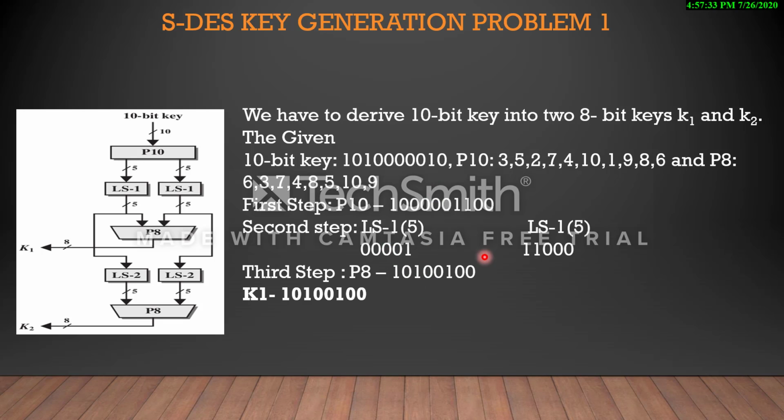From these 10 bits we are going to select 8 bits. So now we are getting the output for key K1. So now we have derived the first subkey for the SDES encryption algorithm, that is key K1.